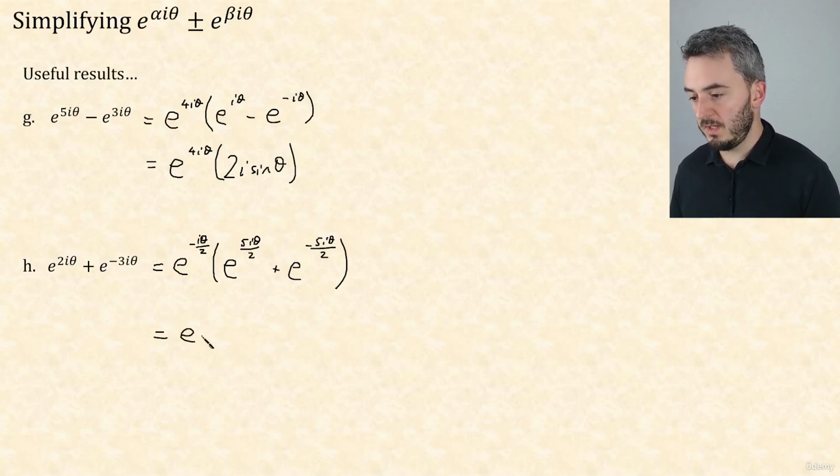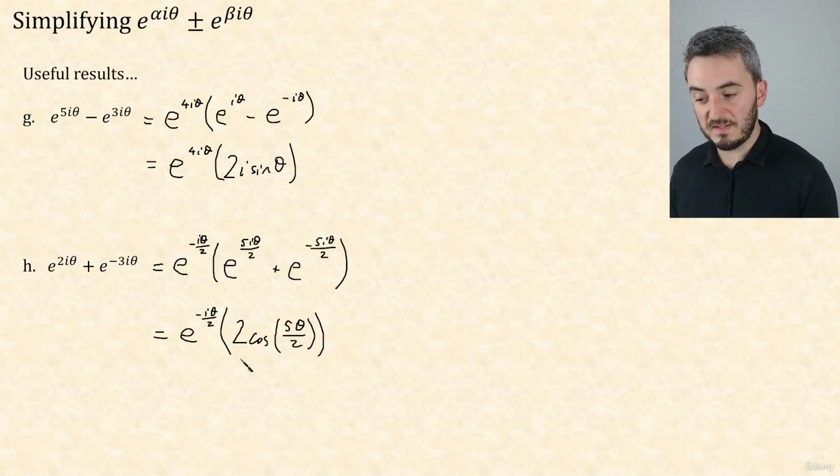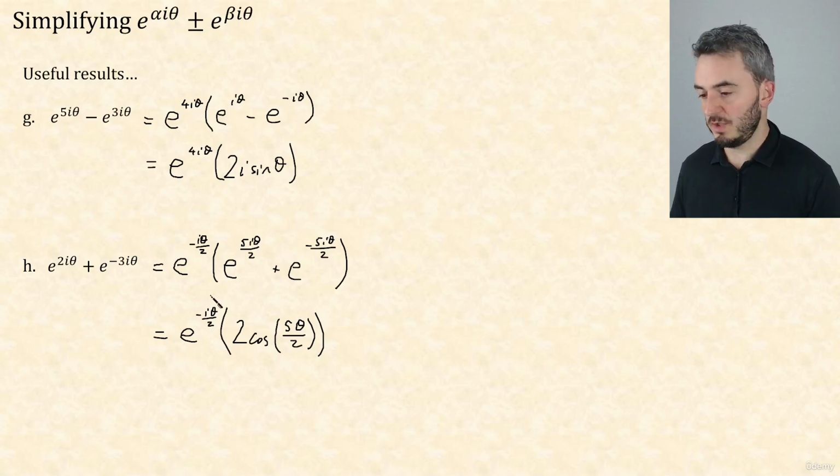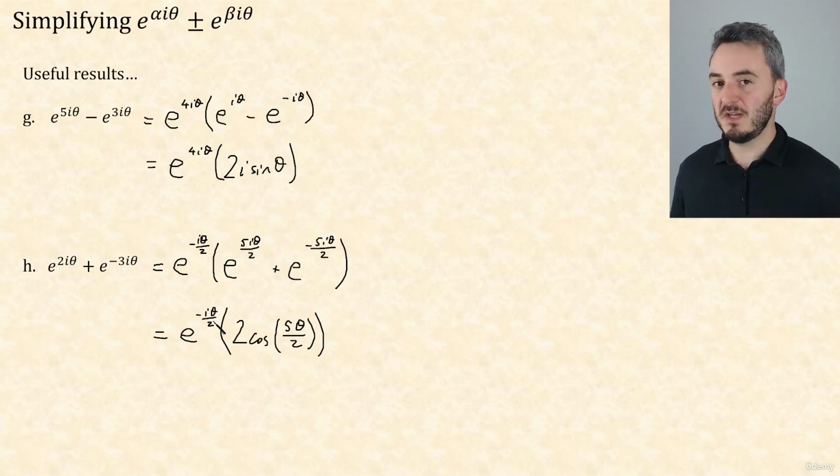So what have we got? We've got e to the minus i theta over 2, and in the bracket here is 2 cos 5 theta over 2. And in this case, we really do have a modulus here. That's just a real number. And the argument is minus theta over 2, because here's just a complex number with a modulus of 1 and an argument of minus theta over 2. So it's a very specific little algebraic trick there, but it's going to be really, really useful.